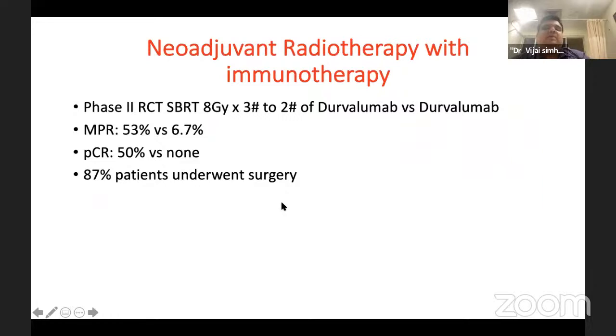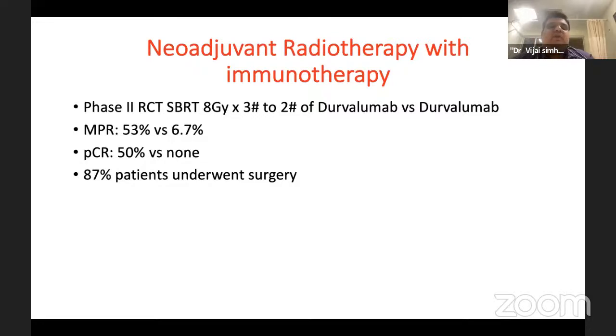So one study which I would like to point out is the addition of neoadjuvant radiotherapy with immunotherapy, which, when I was looking at the data, came out as a surprise. Patients who were operable underwent SBRT of 8 gray for 3 fractions along with durvalumab, 2 cycles, compared with durvalumab alone. And we could see that addition of radiation to durvalumab produced a major pathological response of 53% versus 6.7% with durvalumab alone.